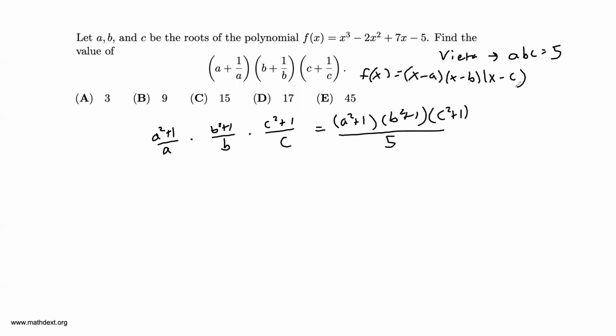The next thing you can realize is that, well, x doesn't have to be a real number. You can plug in, for example, x equals i, and you get f of i is equal to i minus a times i minus b times i minus c, right? And f of negative i, for instance, is equal to negative i minus a times negative i minus b times negative i minus c.